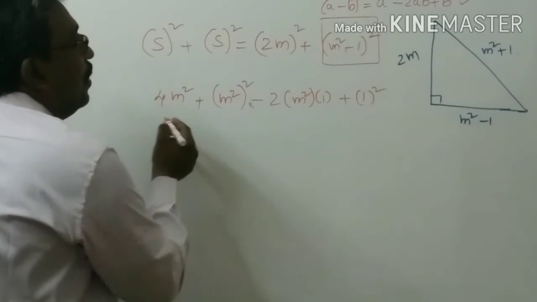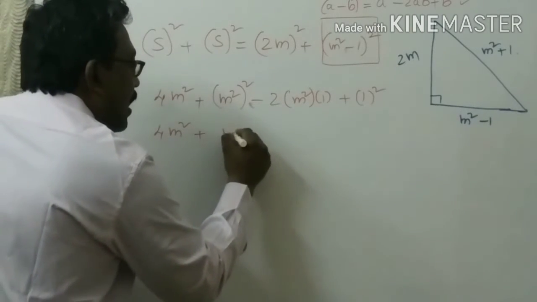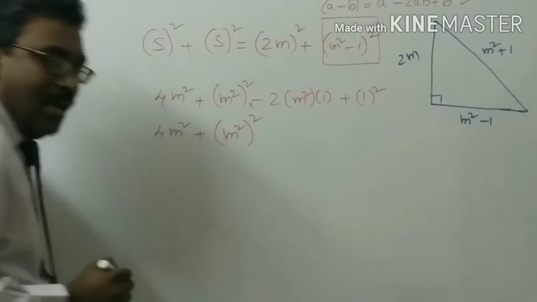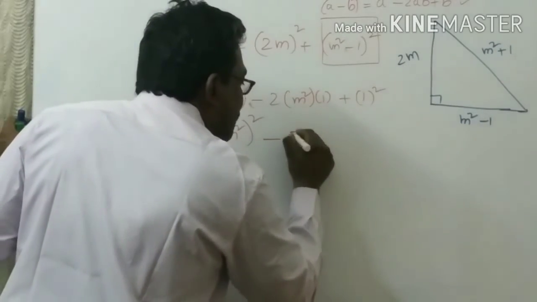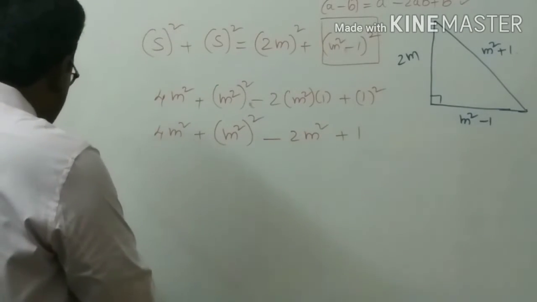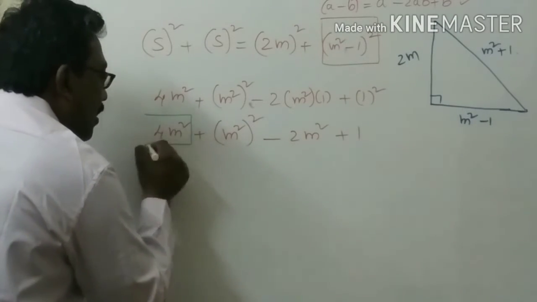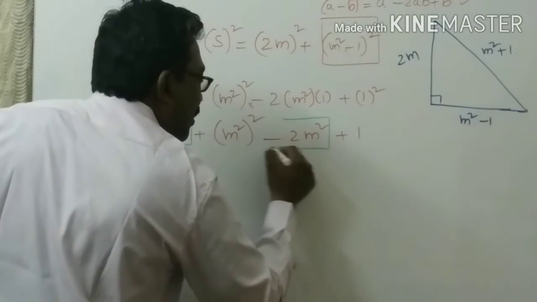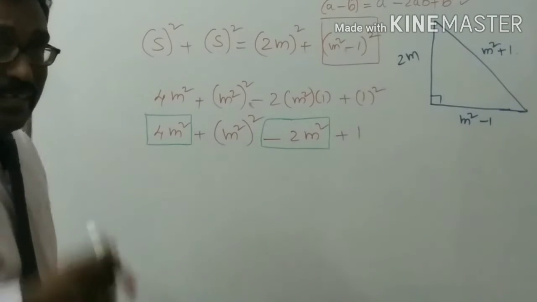Okay. Now here it is: 4m square, m square, whole square. I am not writing it as m power 4 because here it is 2m square plus 1. Now, if you observe clearly, there is only one pair of like terms here: 4m square and 2m square. Of course, 2 has a minus symbol. Only those two are like terms. Remaining are not like terms.